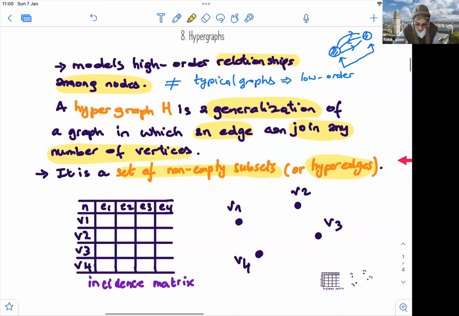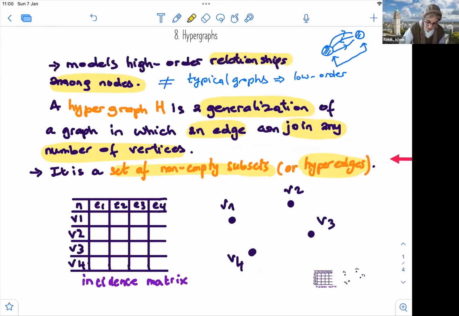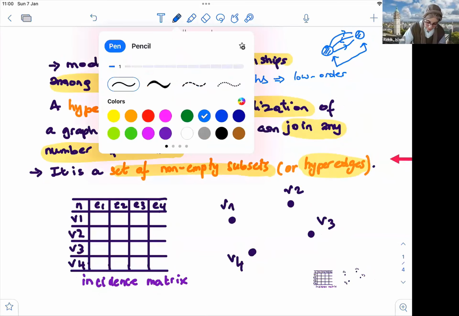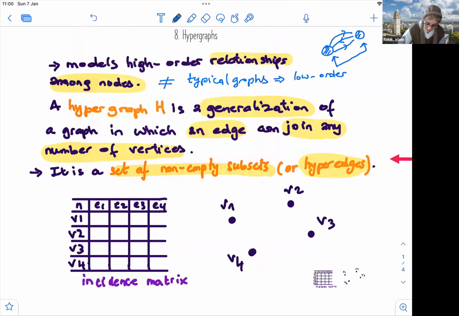So first, we're going to start with a graph. So let's say here, if we allow for self-connection. And I'm going to draw this graph. Okay, so let's make it simple. So let's fill this matrix. This is what we call an incidence matrix.